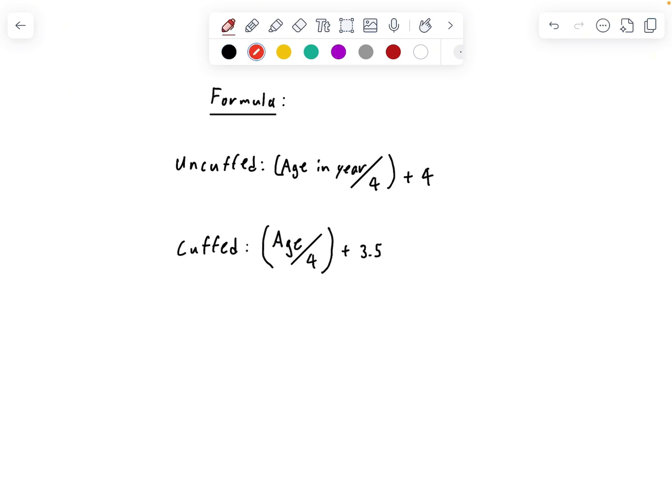All right, now, as you can notice here, it's essentially the same formula, except a general rule of thumb is that for the cuffed ET tube, you're going to subtract half from that uncuffed size. Now, generally, I've been told by peds ED attendings that it's not necessarily the end of the world if you use a cuffed ET tube at the uncuffed size range. And a lot of the times in these situations, it's very stressful, and it's just easier to remember age divided by 4 plus 4. All right, now let's go ahead and move on.